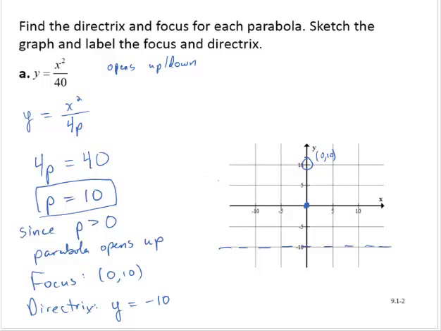So we'll draw a curve of a parabola opening up. A couple things to remember are that the focus is always inside the parabola, and the directrix is always outside the parabola.